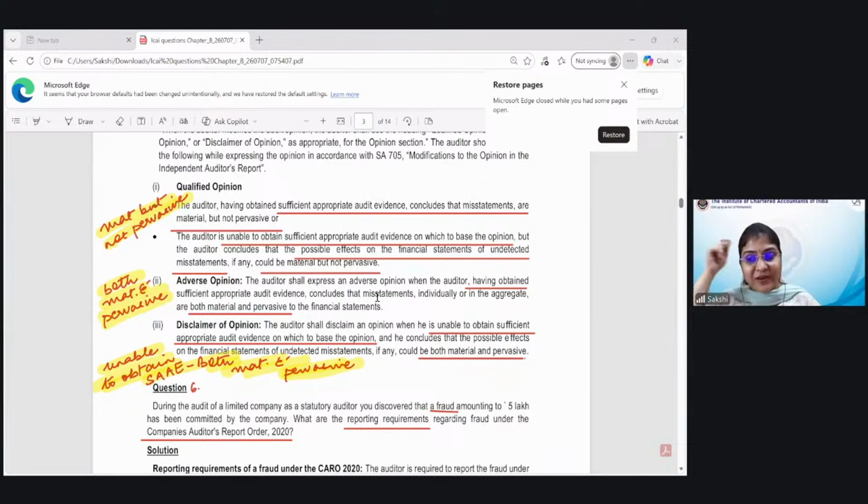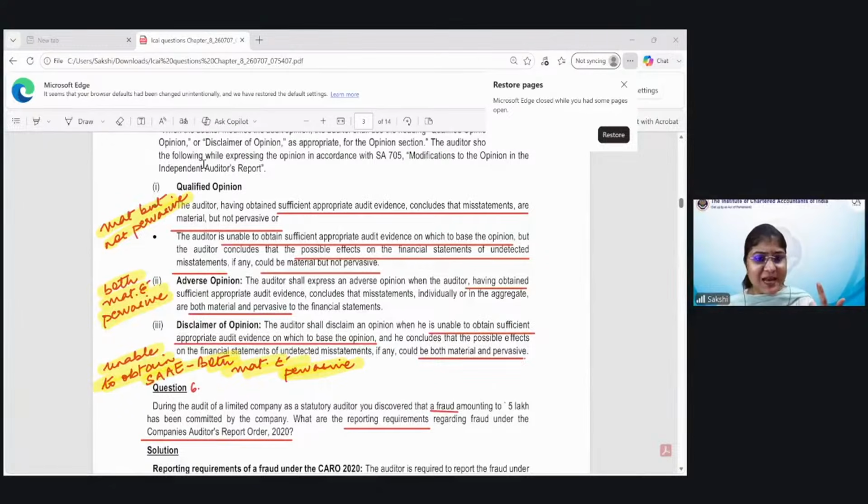So you have to be very, very specific that in case of qualified, it is material but not pervasive. In case of adverse, it is both material and pervasive. And in case of disclaimer, it is again both material and pervasive. But here, he was unable to obtain sufficient and appropriate audit evidence, whereas in case of adverse, he was able to obtain sufficient and appropriate audit evidence, on the basis of which he decided that this misstatement is both material and pervasive.